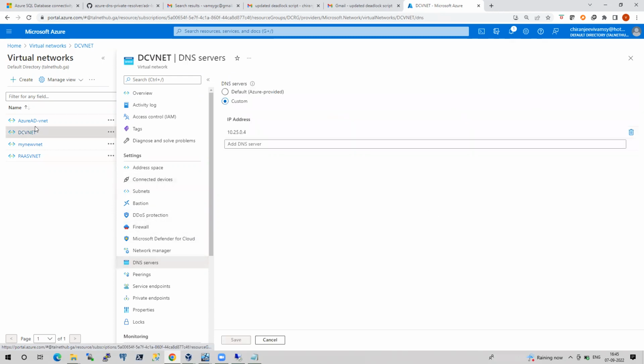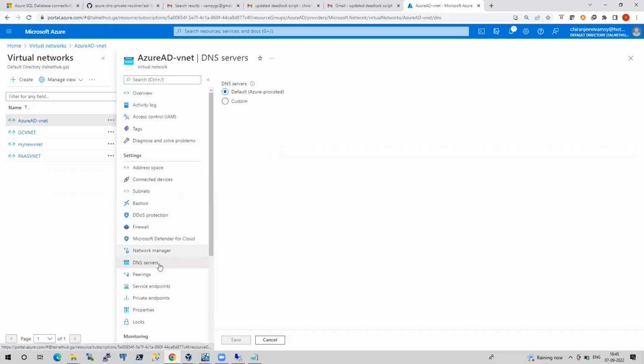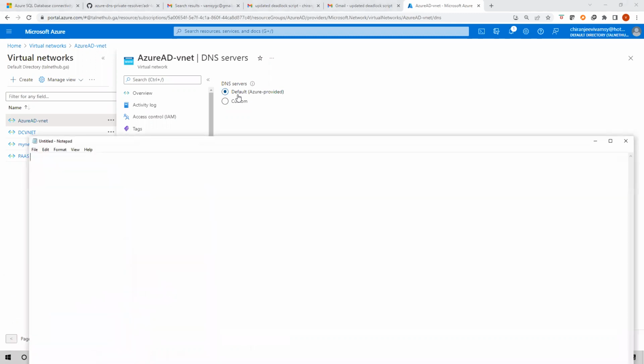If I go to my DC VNet, it has two machines, one domain controller and one SQL. Inside the DNS of DC VNet, I have a custom DNS server entry, which is nothing but the private IP of the domain controller. Just keep this in your mind. Azure AD VNet is with the default, meaning wire server, and PAS VNet again default. The last one, DC VNet, is with 10.something. This is custom DNS, and that is how my configuration is.